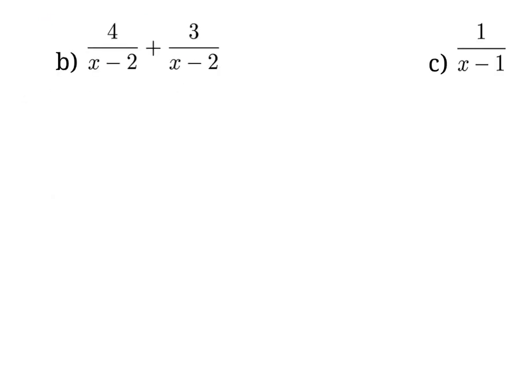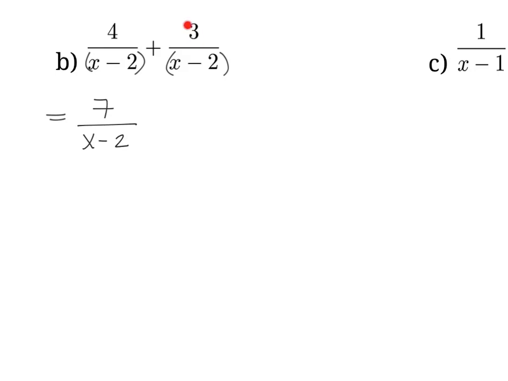In the next example, if we take a look at both of these, the denominators already match. This denominator is x minus 2, as well as this one, so we can go ahead and right away add these numerators together. So we're going to have 4 plus 3, which is going to make 7, all over x minus 2. And that's our final answer.